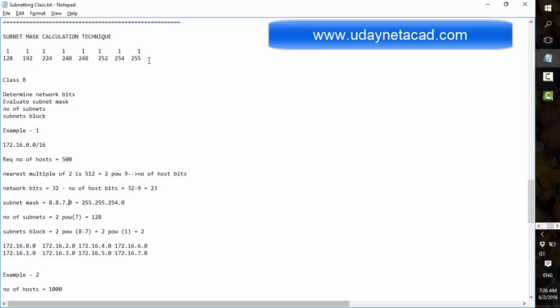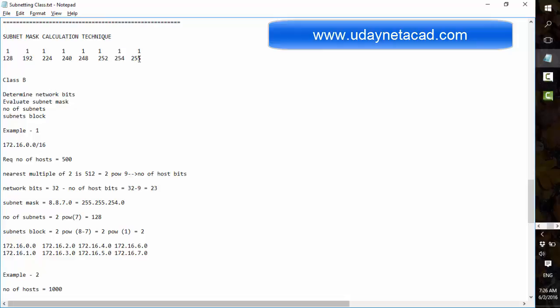So 8, 8, 7, and then the host bits. Using the subnet mask calculation technique I told you, if all 8 bits are used, then the value you will be using is 255. So 255 here, again 8 bits, so 255. Now if you are using 7 bits, it is 254. So 254 here, and then 0. So that is the subnet mask calculation.